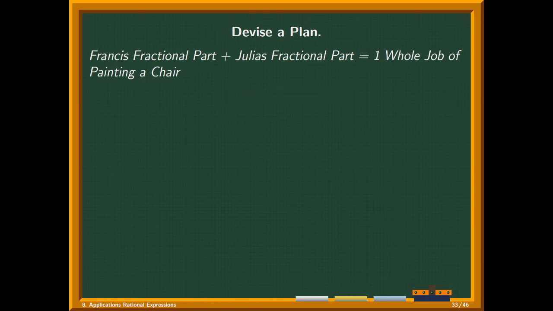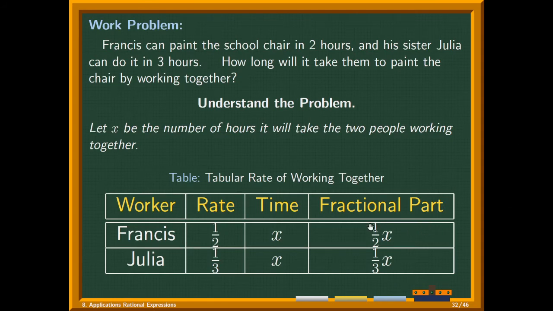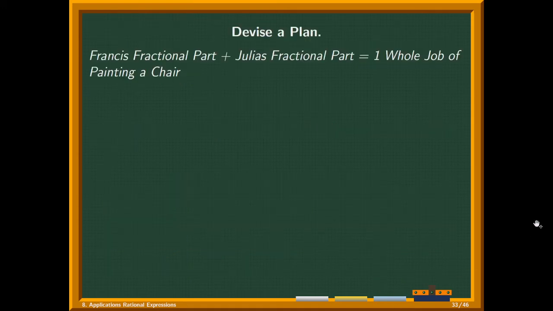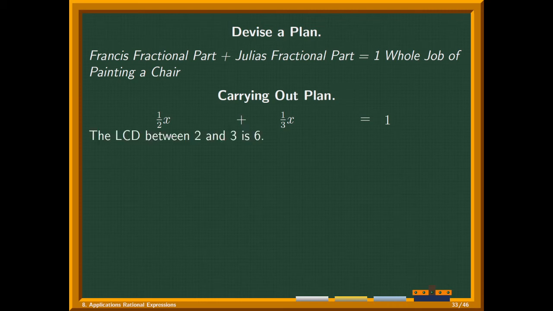So we know based on this that the fractional part of Francis is 1/2 x or x over 2, while Julia's is 1/3 x. So using this, we have 1/2 x or x over 2, which is Francis' part, plus Julia's part, which is 1/3 x, and that is equal to 1. So here we are going to solve for the value of x, which is the actual time that they are going to finish the job by working together. Okay? So we will just use the addition of dissimilar rational expressions. So first we find the LCD.